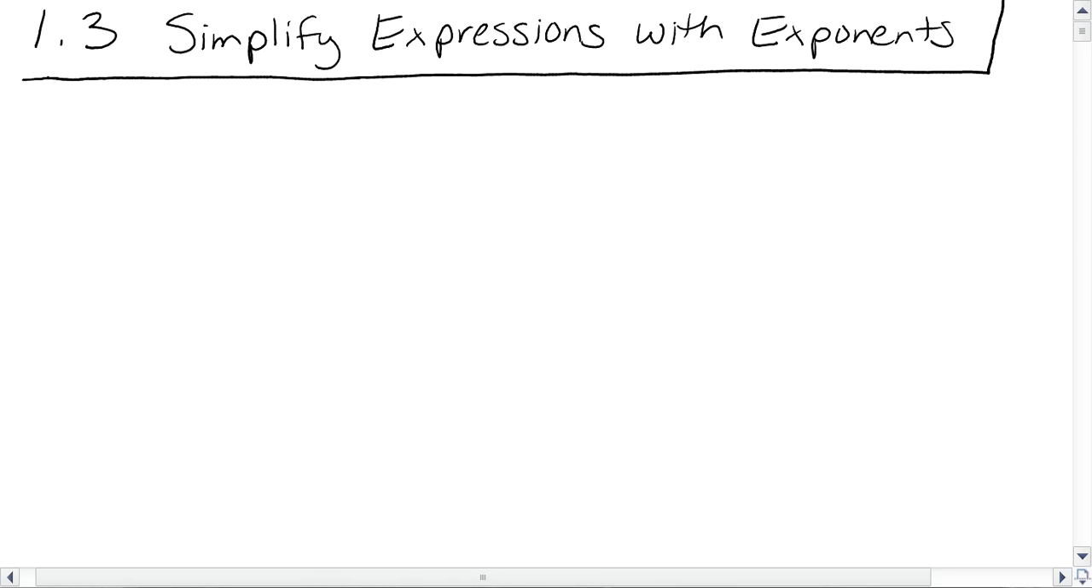So we need to do a quick review of the properties of exponents and define a few terms. So hope your summer packet's going well. Have it open to the page that's entitled section 1.3. There's a chart at the top with a summary of the properties of exponents. So let's just review these quickly.